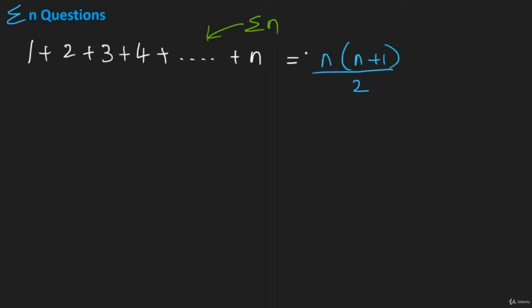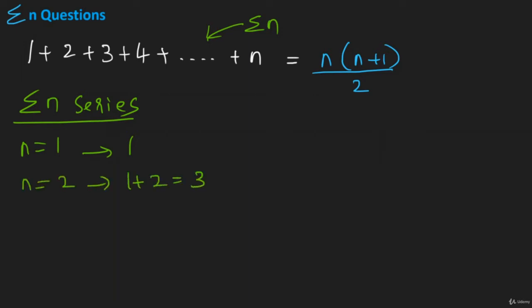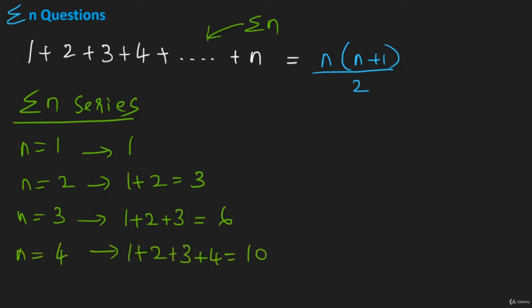Let's try to analyze the sigma n series. Alright, now if n is equal to 1, you just have one number, right? So the sum of the numbers up to 1 will be 1 itself. So when n is equal to 1, you get the sum as 1. Now when n is equal to 2, the sum is 1 plus 2, that's equal to 3. Now when n is equal to 3, it's 1 plus 2 plus 3, that's equal to 6. Similarly, if n is equal to 4, it's 1 plus 2 plus 3 plus 4, that's equal to 10, right?